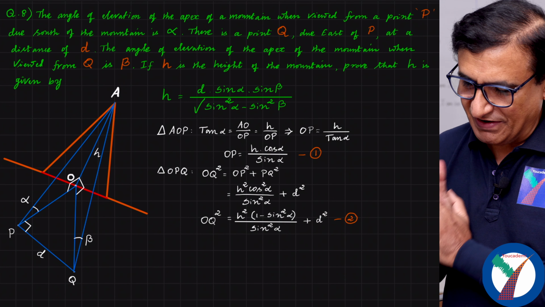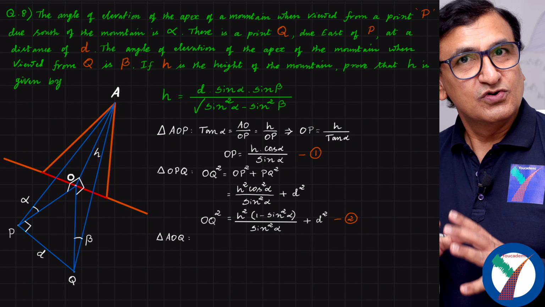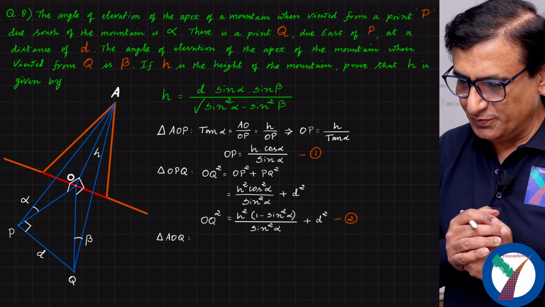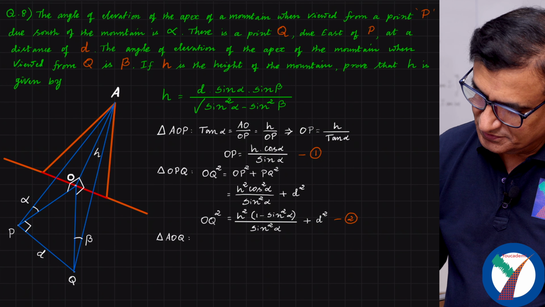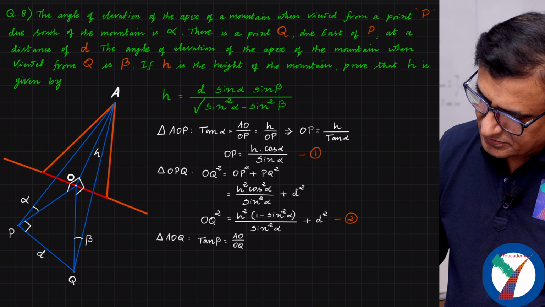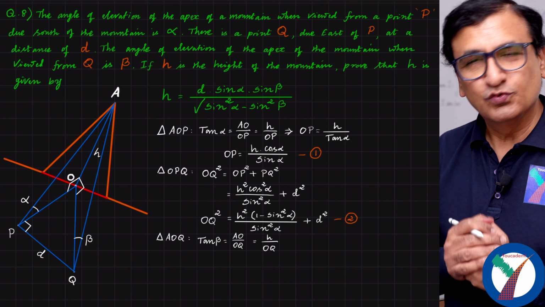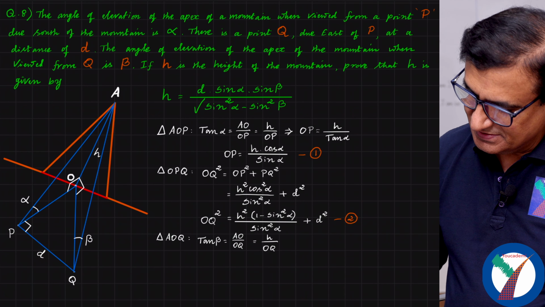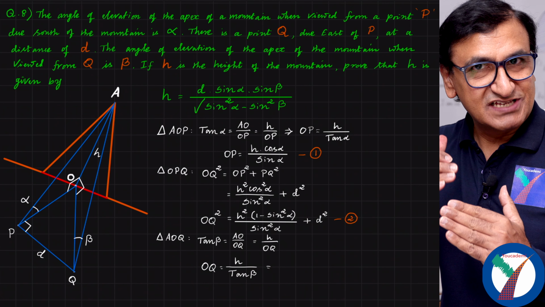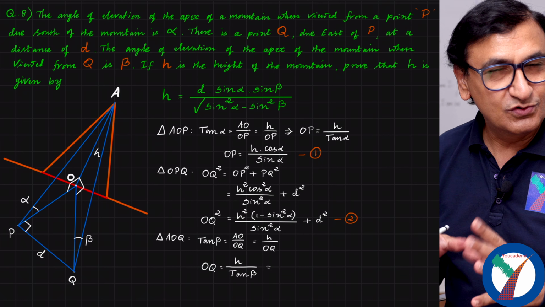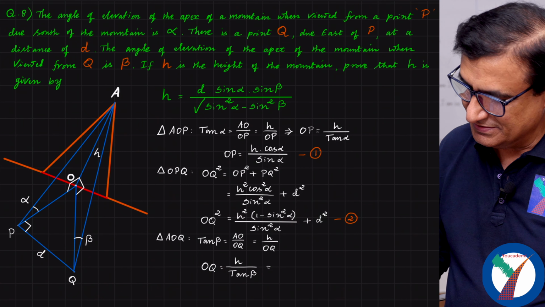Let's go to the next right angle triangle, that is AOQ. Now, in triangle AOQ, tan beta would be the opposite side, that is AO, which is nothing but h, divided by OQ. Therefore, OQ would be h divided by tan beta. But we can write tan beta as sin beta divided by cos beta. Therefore, OQ will be h multiplied by cos beta divided by sin beta.